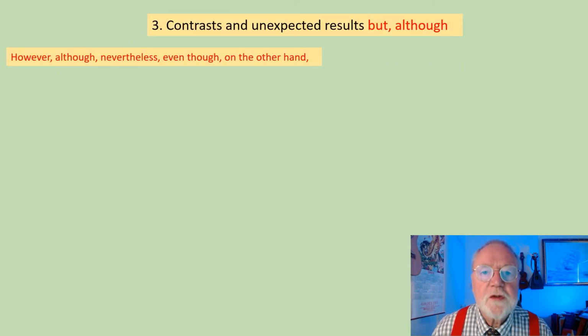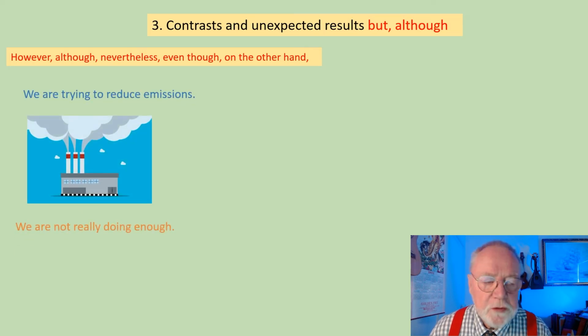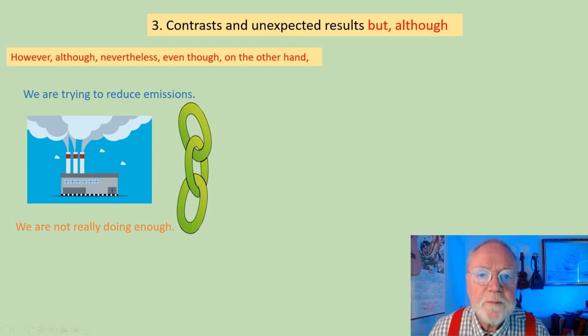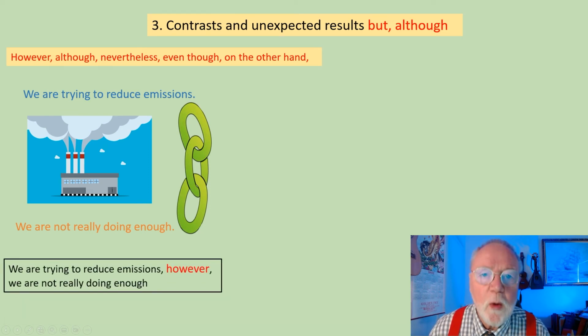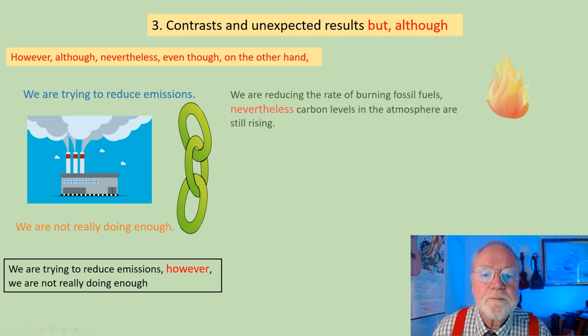Here we have conjunctions that give us contrasts and unexpected results. I've listed these below, and we can use them like this. These two sentences can be easily linked. We are trying to reduce emissions. We are not really doing enough. So how would we link them? Well, we could use however. We are trying to reduce emissions. However, we are not really doing enough. Notice again, comma before however and after however.